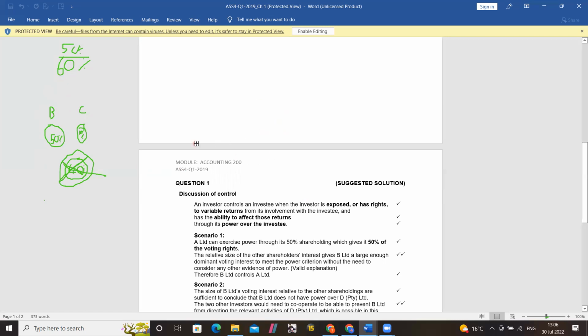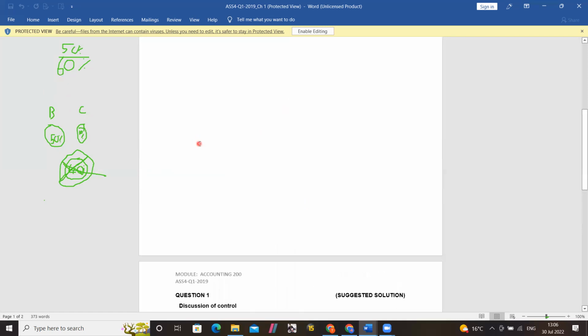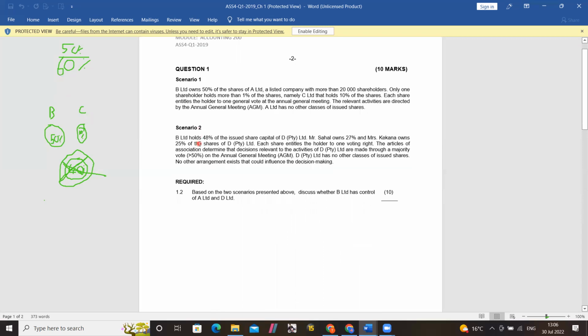So let me repeat. The first thing you say is the 40% representing the 20,000 shareholders, with less than 1%, has no influence on A, because it doesn't influence these relevant activities, right? And then B has a significant influence on this entity, and also C has a big influence on this entity, right?